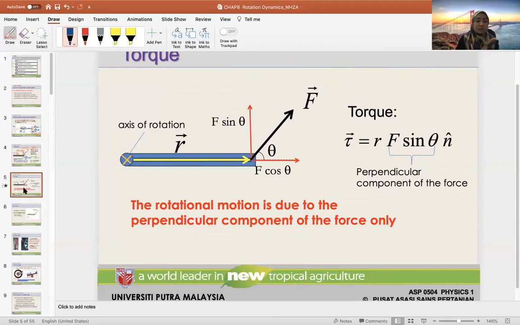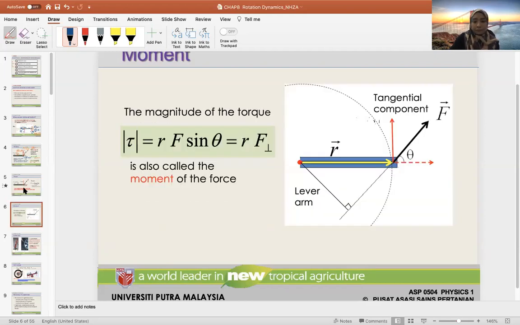The rotational motion is due to the perpendicular component of the force only. It doesn't care about the parallel component; it doesn't contribute to torque. The magnitude of torque is also called moment of the force. Tadi kita punya R was called moment arm. So you can call it torque, you can call it moment of force, but moment of force only gives you the magnitude.